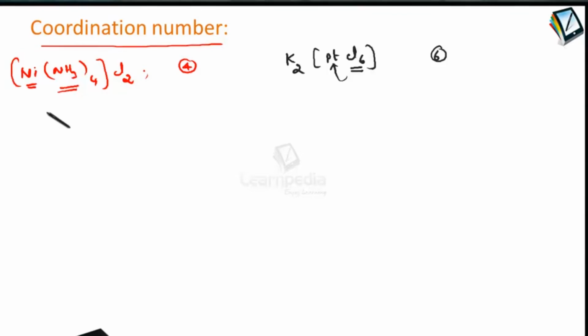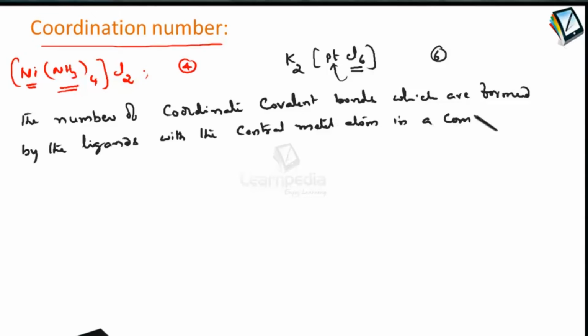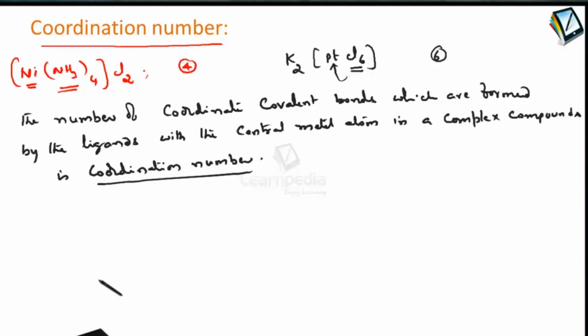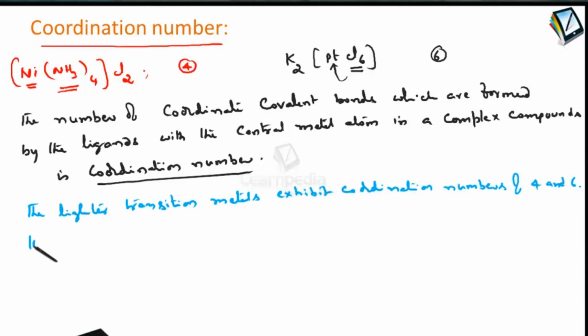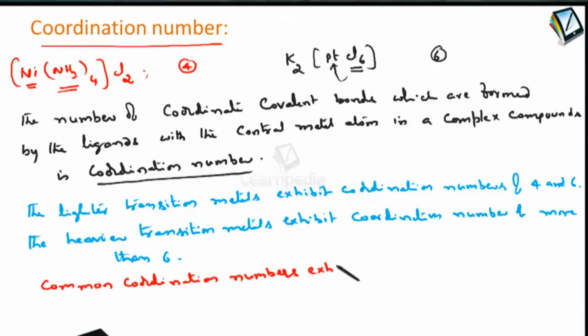So thus the number of coordinate covalent bonds which are formed by the ligands with the central metal atom or ion in a complex compound or coordination compound or a complex ion is coordination number. The lighter transition metals exhibit coordination numbers of 4 and 6, while the heavier transition elements exhibit coordination number of more than 6. Common coordination numbers exhibited by the transition metals are 2, 4, 6.